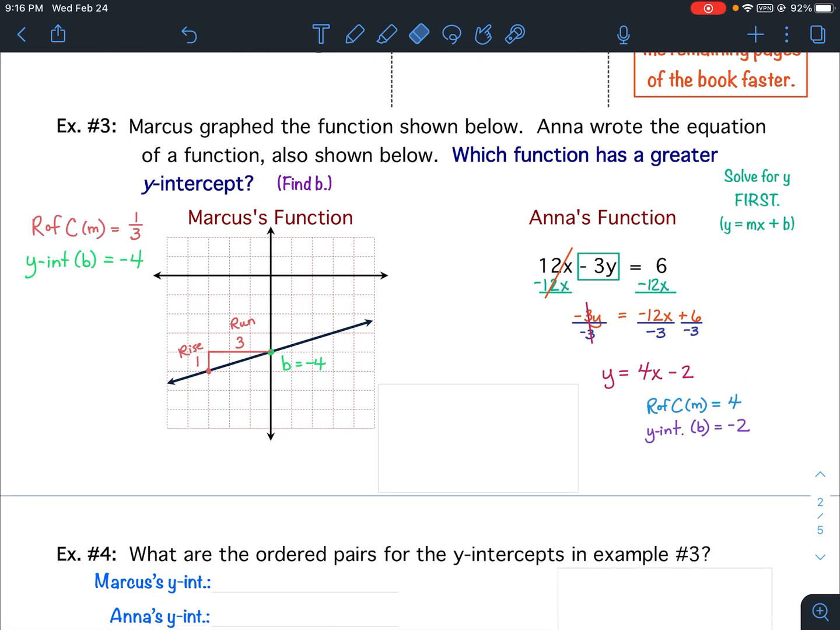So now we need to compare them. Well, if we were comparing the rate of change, which one is greater? Anna would have the greater rate of change because Anna's rate of change is 4 and Marcus's rate of change is 1/3. But they're asking us to compare the y-intercept. So I would like you to underline the word greater twice. And then underline the word y-intercept.